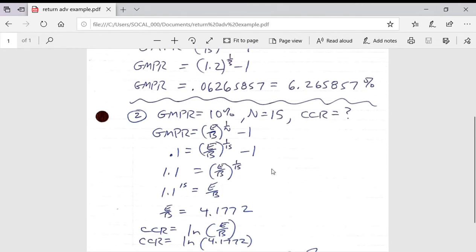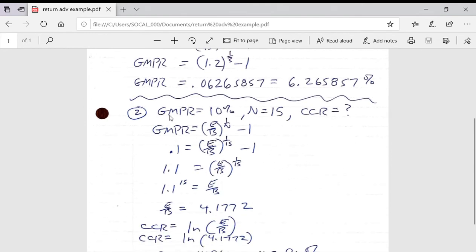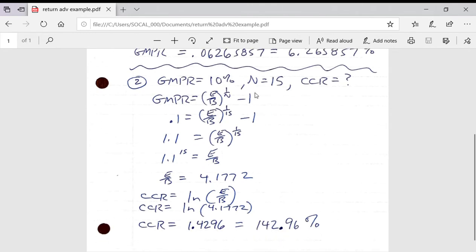Now, let's look at a second example. In this example, we're given the geometric mean periodic return. It's assumed to be 10%, and the number of periods in the investment horizon is assumed to be 15, and we're asked to determine what the CCR is. So we start off with the definition of the geometric mean periodic return. It's the price relative raised to the 1 over n power minus 1. It's the nth root of the price relative less 1.